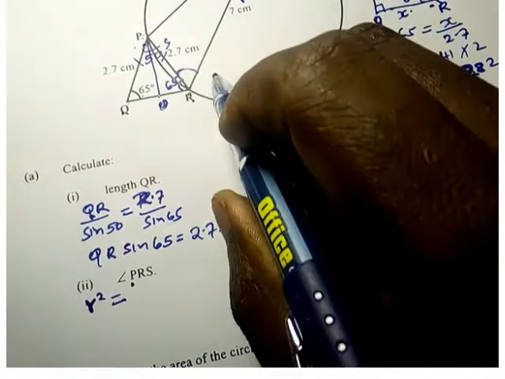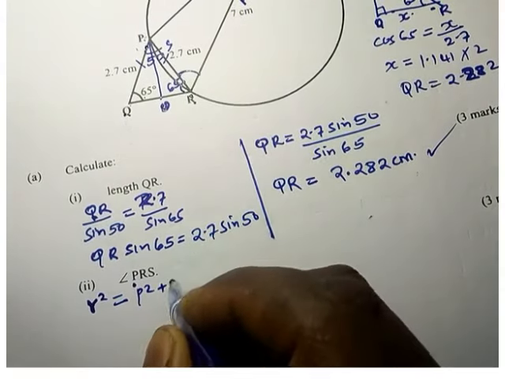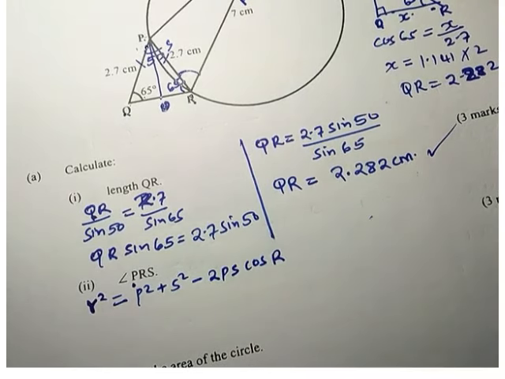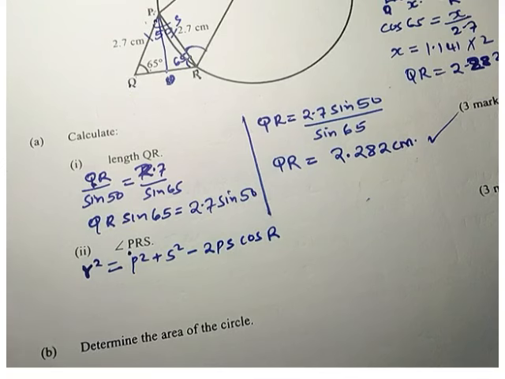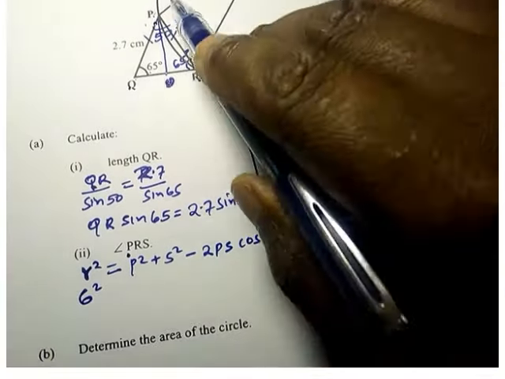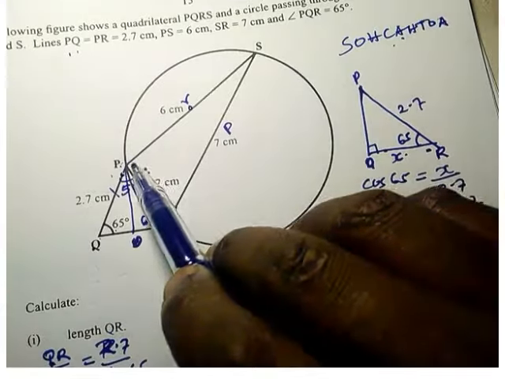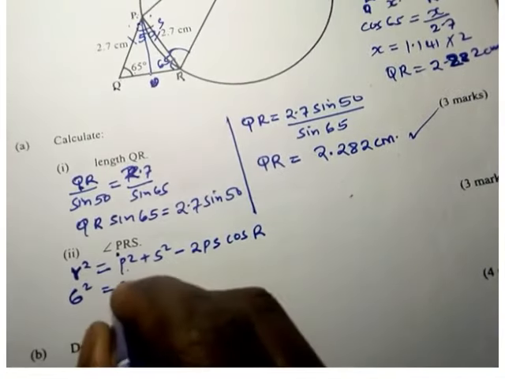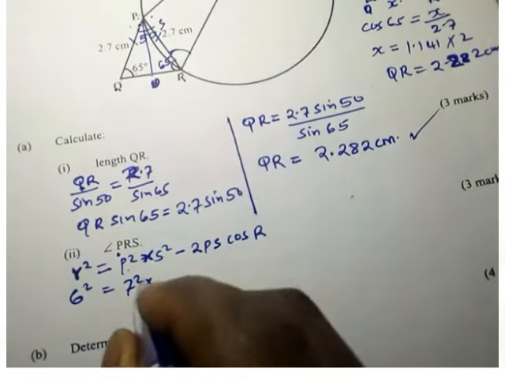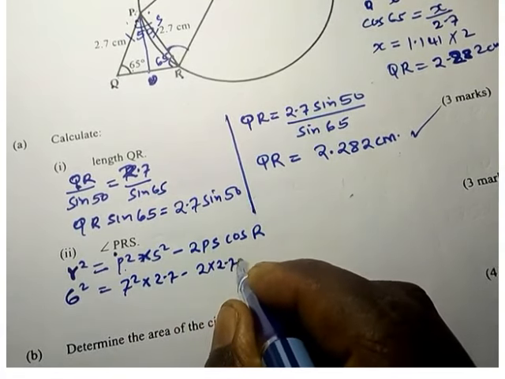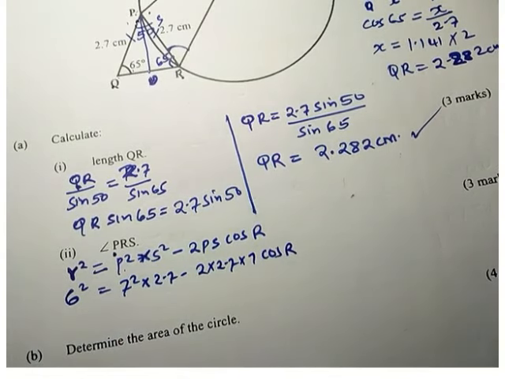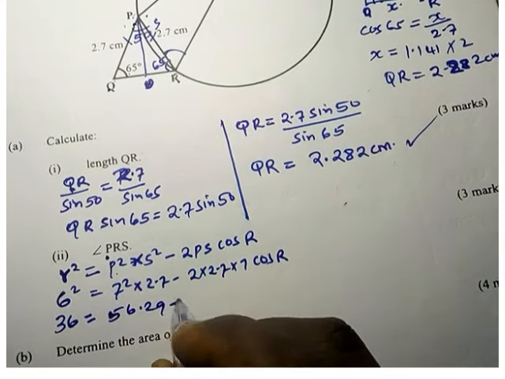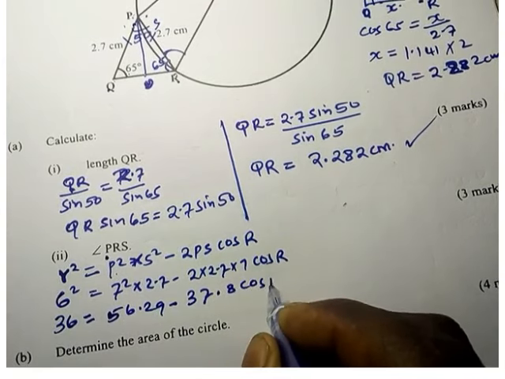the cosine rule. r square is equal to p square plus s square minus 2ps cos R. Yes, that one is going to give us the answer there. So 6 square, because r is 6 from here up to here, can you say that? Is equal to p square, our p square is 7 square, plus s square, which is 2.7 square, minus 2 times 2.7 times 7 cos R. This is 36 is equal to the total of this one is going to be 56.29 minus 37.8 cos r.